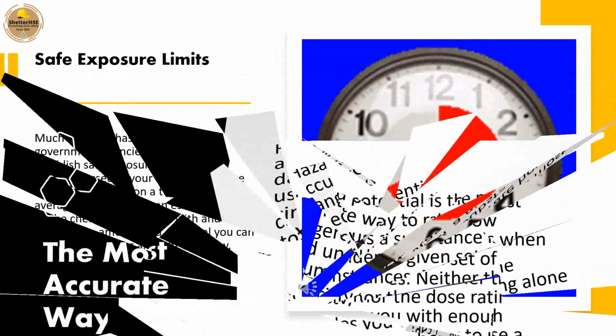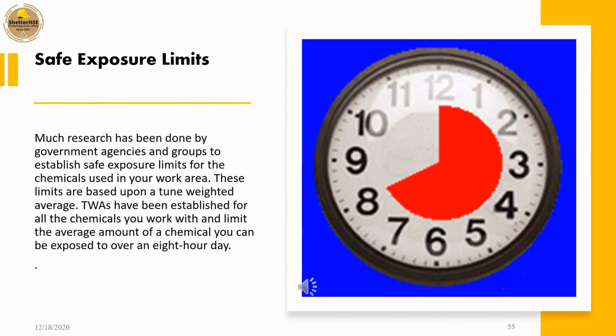Much research has been done by government agencies and groups to establish safe exposure limits for the chemicals used in your work area. These limits are based upon a time-weighted average. TWAs have been established for all the chemicals you work with and limit the average amount of a chemical you can be exposed to over an 8-hour day.